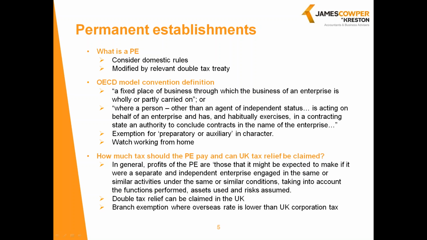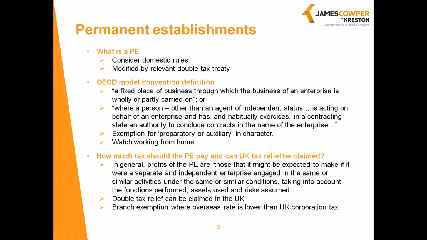In very high-level terms, where a permanent establishment does exist, there's a requirement to consider how much profit should be attributable to that PE. This would be considered to be an amount that it might be expected to make if it were a separate and independent enterprise engaged in similar activities. In effect, transfer pricing rules, which we'll briefly cover later, need to be applied to establish an appropriate amount of profit to attribute to the PE.